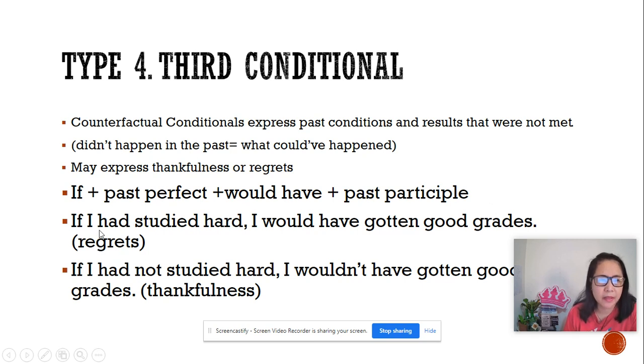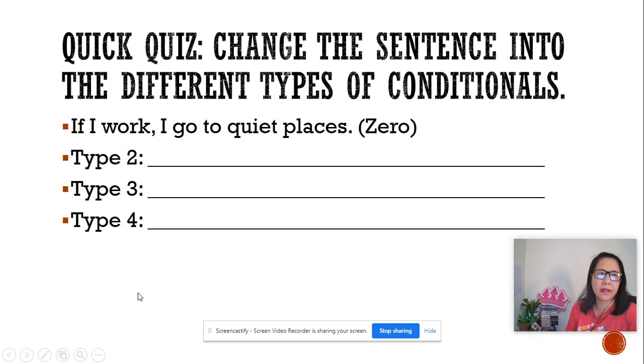This one expresses regrets. If I had studied, had, and then the past participle of study is studied, had studied, then I would have gotten good grades. Notice that gotten is the past participle of the verb get. This one shows regrets. The second one shows thankfulness. If I had not studied, I would not have gotten good grades.